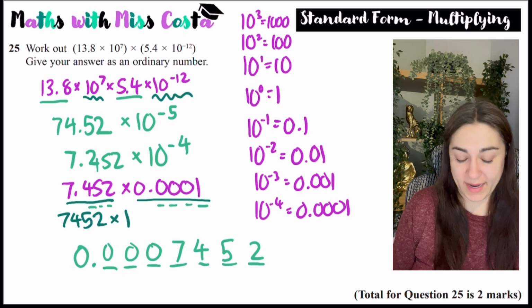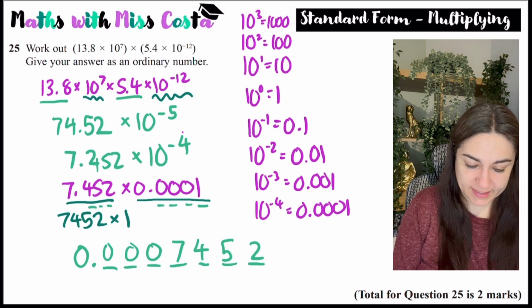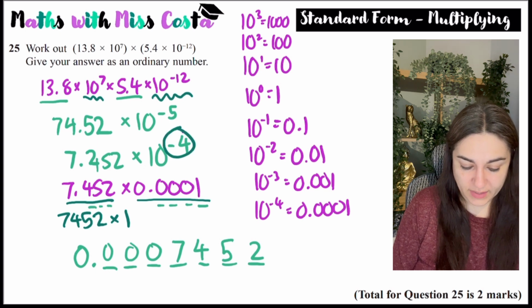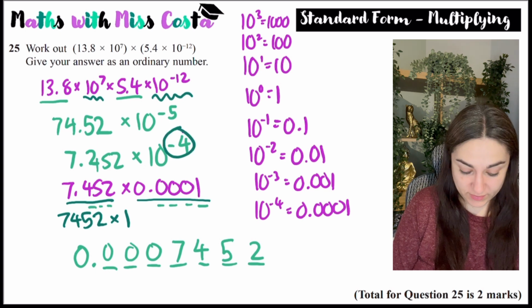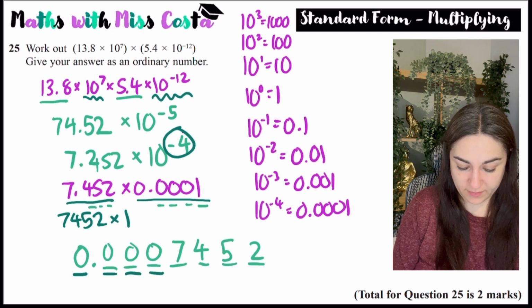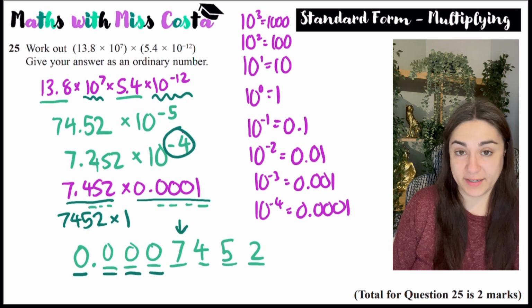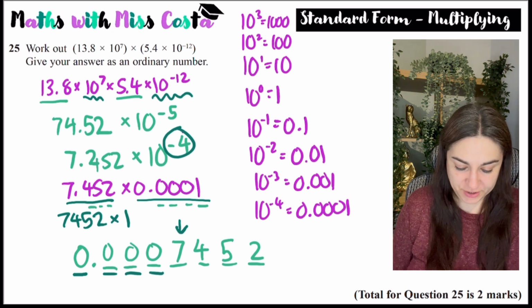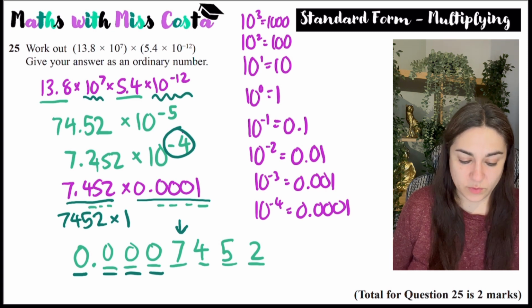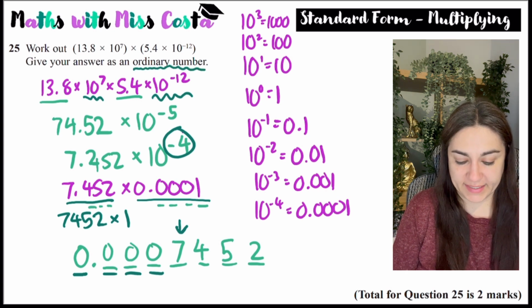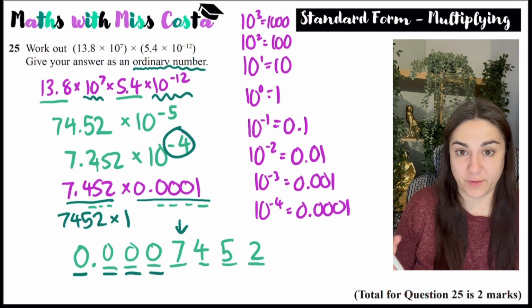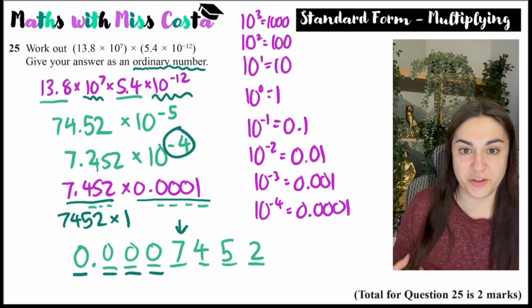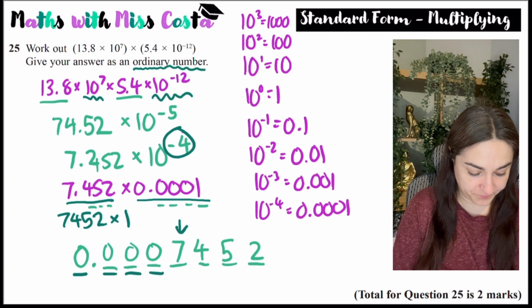So that's one way, or the other way is, you know it's to the power of -4, so you start writing your decimal after the 4th zero. So 1, 2, 3, 4 zeros, and then you start writing your number. So that's the two ways that we can do this. And an ordinary number just means either a full decimal or a full whole number, no times 10 to the power of something.